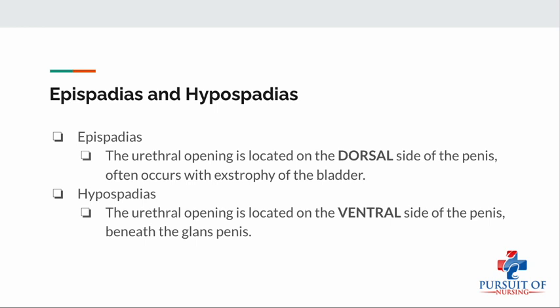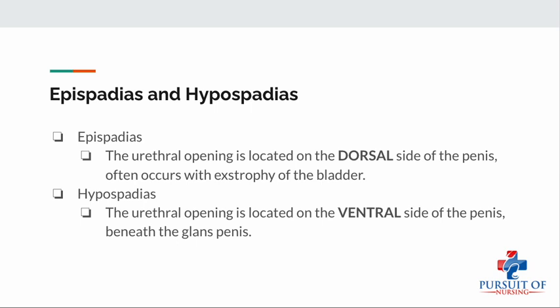Epispadias and hypospadias. So epispadias is where the urethral opening is located on the dorsal side of the penis, whereas hypospadias is where the urethral opening is located on the ventral side of the penis. So definitely know the difference between these. Epispadias is dorsal. It often occurs with a condition known as exstrophy of the bladder, which we'll talk about next. Hypospadias is ventral, okay?